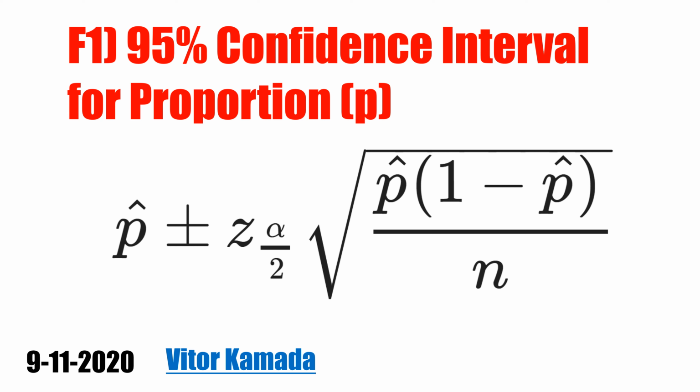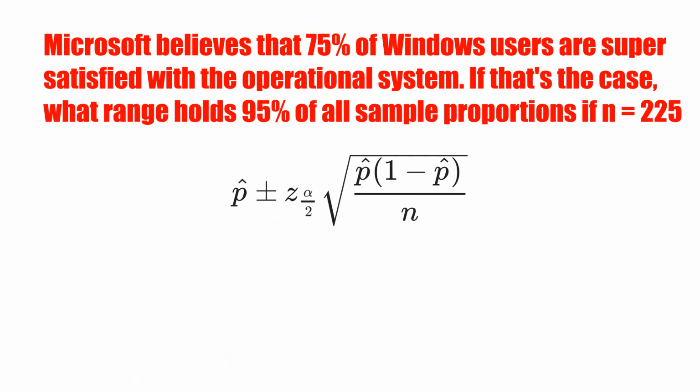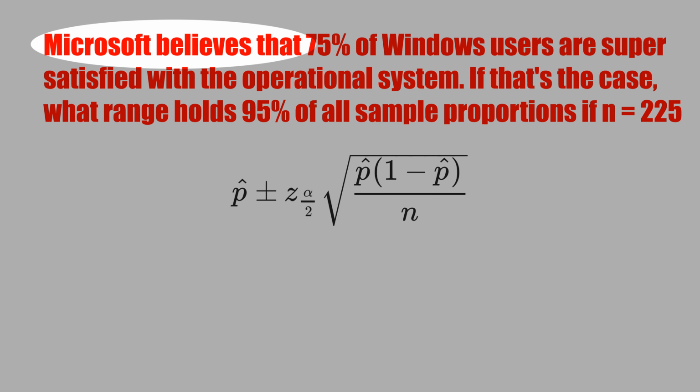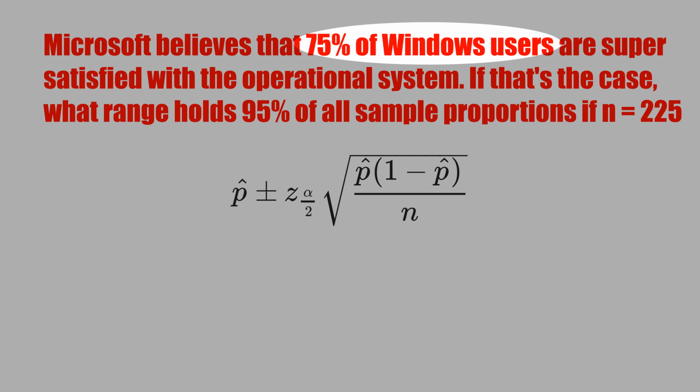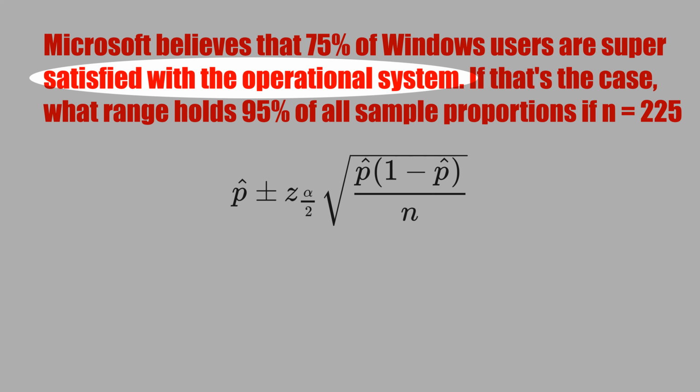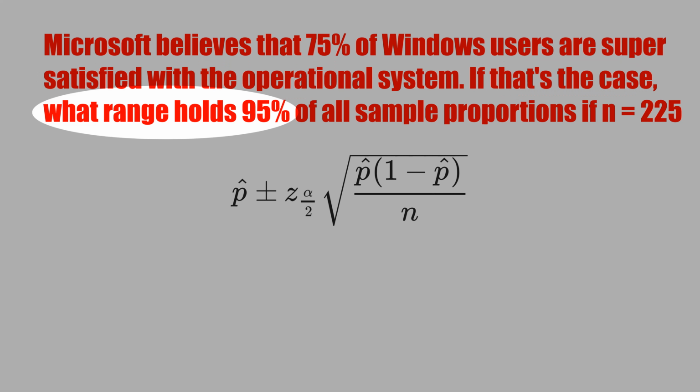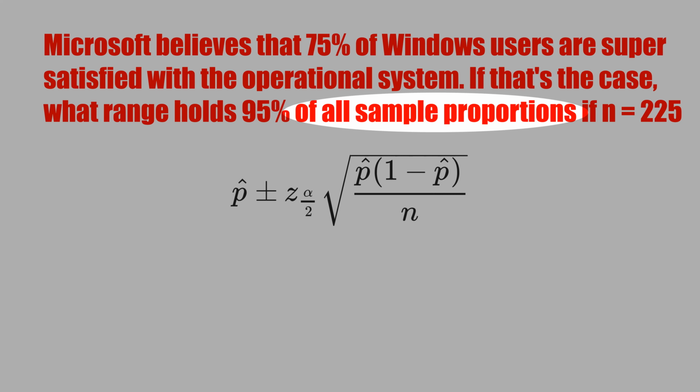In this video, let's learn how to construct a 95% confidence interval for the proportion. Let's start with a question. Suppose that Microsoft believes that 75% of Windows users are super satisfied with the operating system. If that is the case, what range holds 95% of all sample proportions if n equals 225?